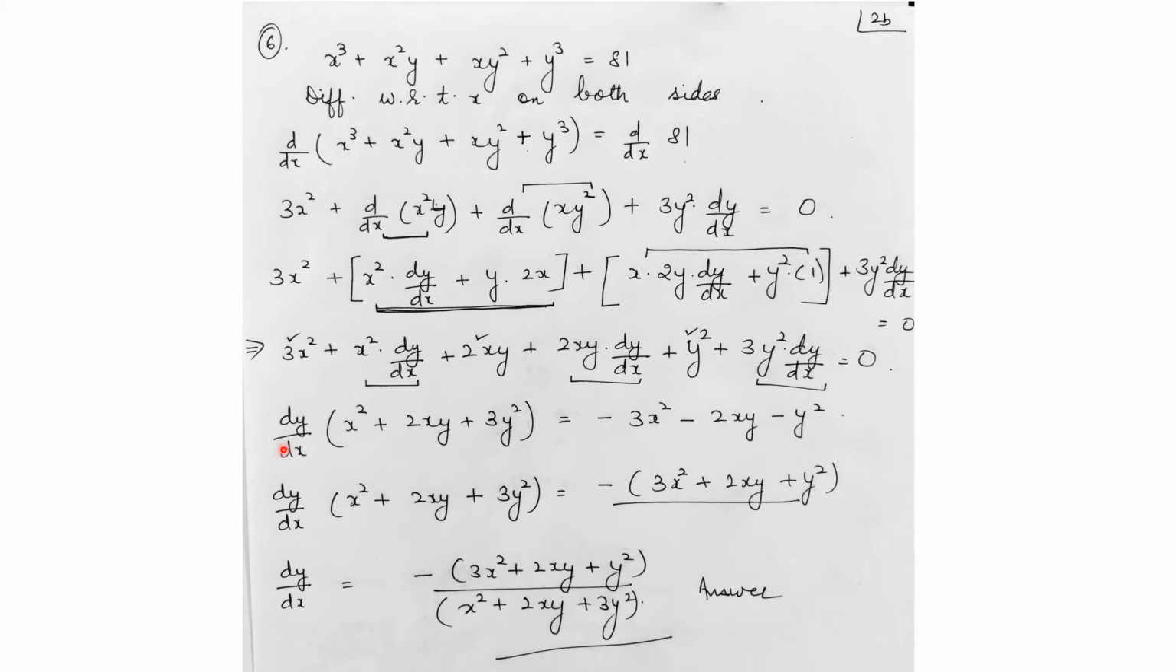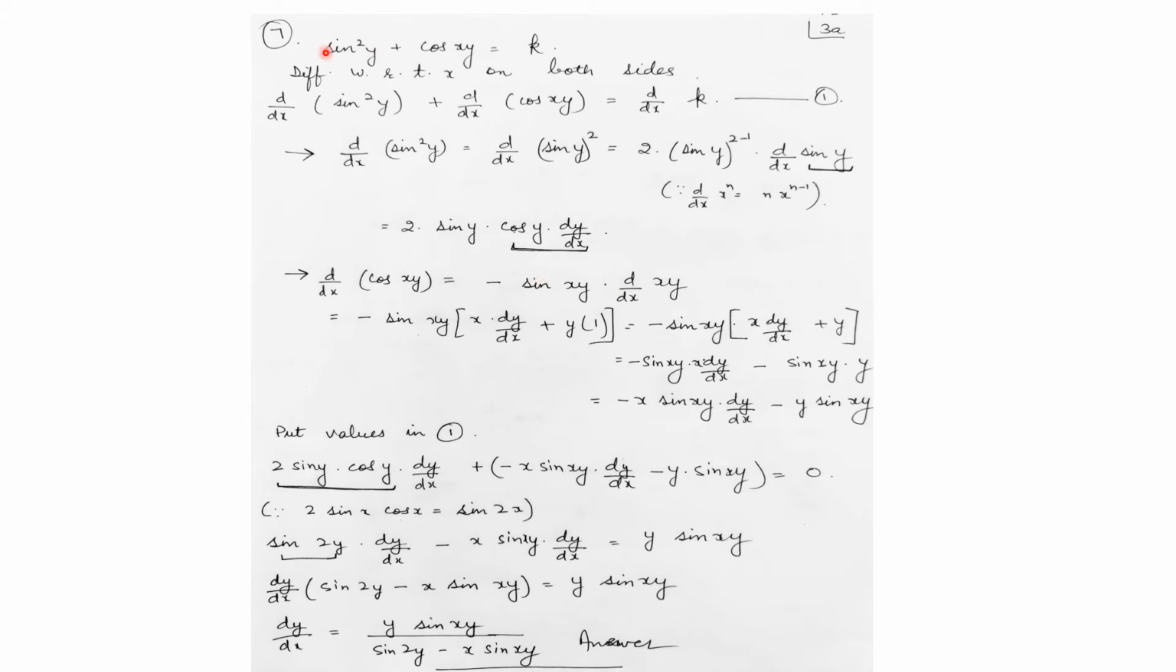Now in the next step, left hand side of the equation will be copied as it is and in the right hand side please take minus common. So you are left with minus bracket starts 3x square plus 2xy plus y square. Now what is here, this term, when it will cross this equation, it will go in the denominator. So ultimately you are getting the answer dy by dx is equal to minus bracket starts 3x square plus 2xy plus y square whole upon x square plus 2xy plus 3y square is the answer. Next question.